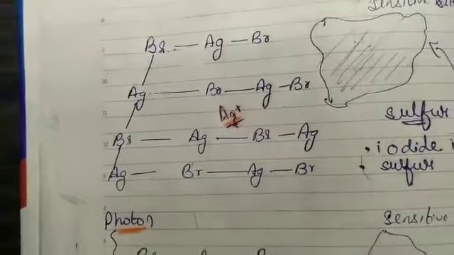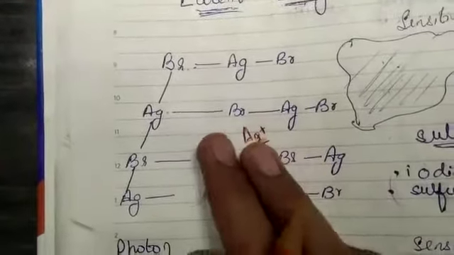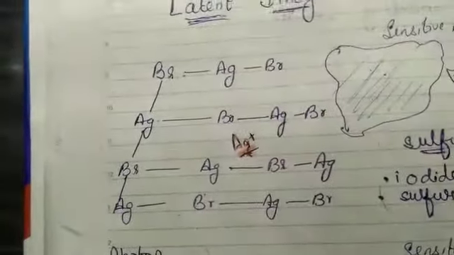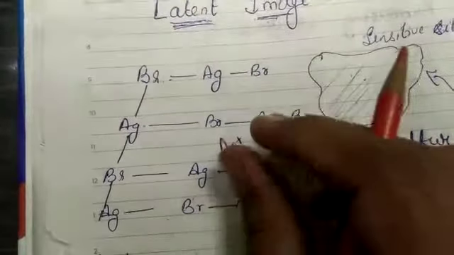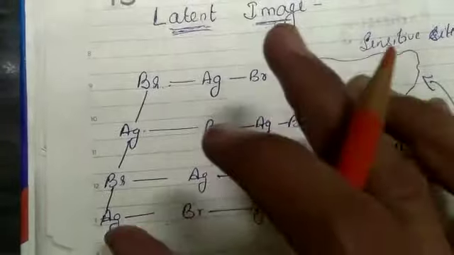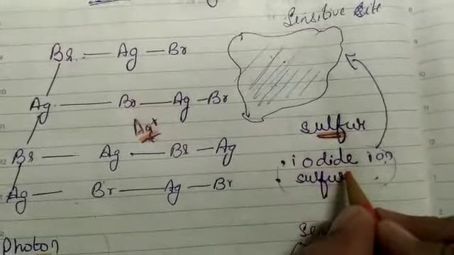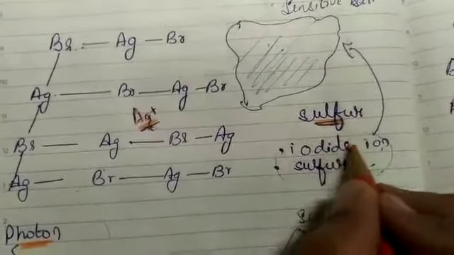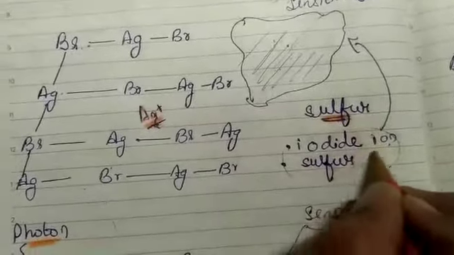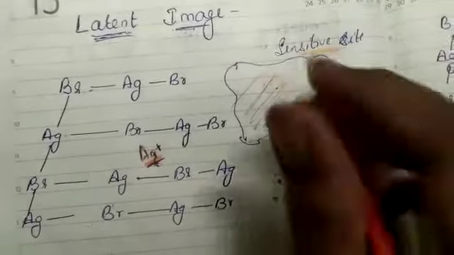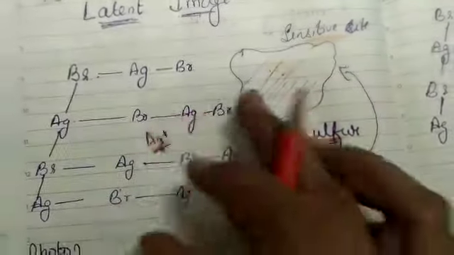Now I will tell you everything once more. So what happens before exposure? Before exposure, this is the film emulsion, and it consists of photosensitive silver and bromide crystals, and they also contain free silver ions. These crystals also contain a trace amount of sulfur and iodide ion, and the iodide ion and the sulfur compound together create a sensitive site. There are many sensitive sites like this in the film emulsion.